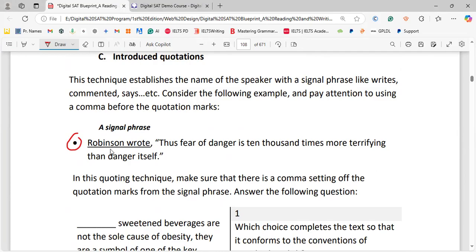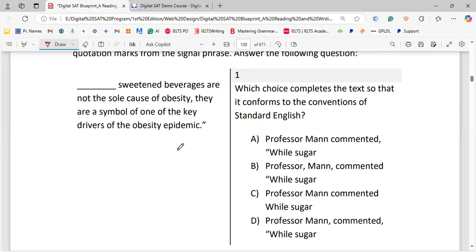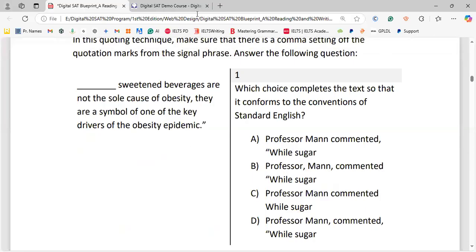Okay, Robinson wrote, then I add a comma before the quotation, as you see here. So Robinson wrote, comma, thus fear of danger is 10,000 times more terrifying than danger itself. So here we have a comma before the quotation marks, right? Now, try to answer this question, please. You have a minute, then I get back to the integrated quotation.